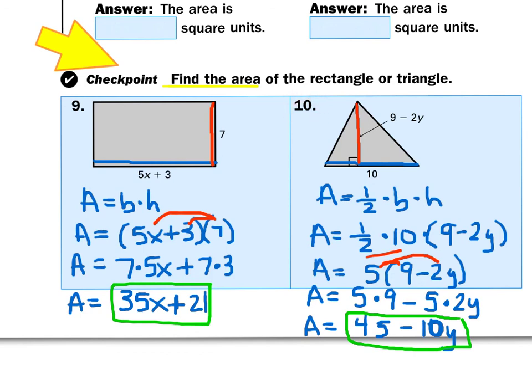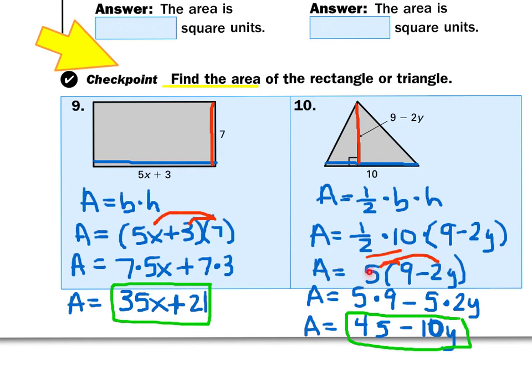Take a look at 10. For a triangle, we know that the area is 1/2 times the base times the height. So identify the base in blue, that's 10, and the height in red, that's the quantity 9 minus 2y. So I plugged everything in, 1/2 times 10 times the quantity 9 minus 2y, and then simplify the numbers a little bit. 1/2 of 10 is 5, and now I circle the 5 and I draw a rainbow to the 9 and a rainbow to the 2y.